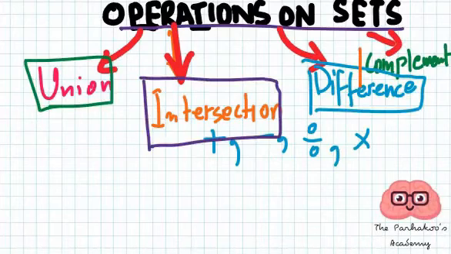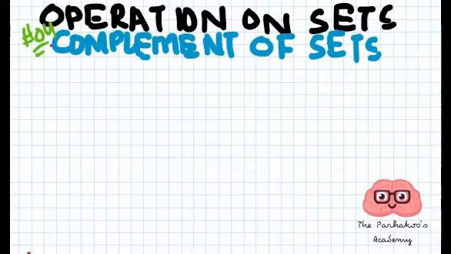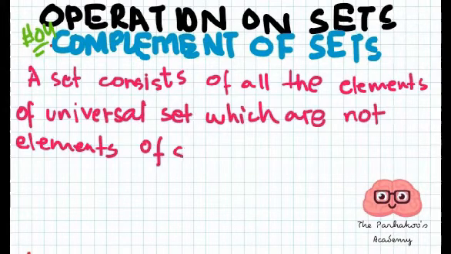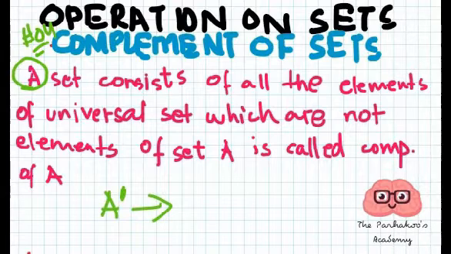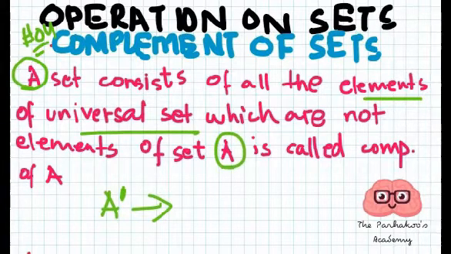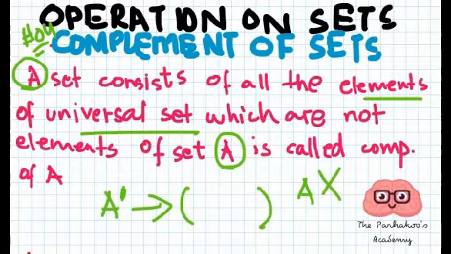In this video, we are going to learn about complement of sets. So first, let's see the definition of the complement. Let's suppose we have a set A and we are to find out the complement of A, which is denoted by A prime. A complement is basically a set which consists of all those elements of the universal set which are not the elements of A. That means complement of A is such a set which consists of all those elements which are not in A.